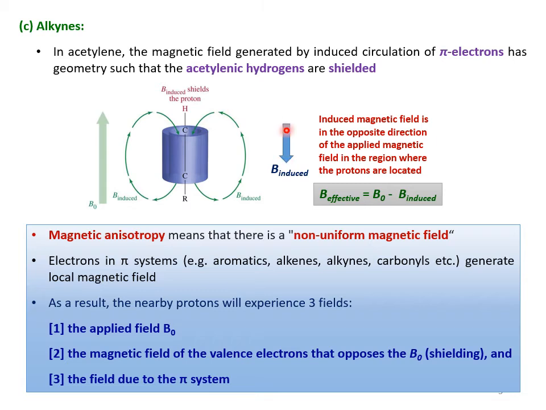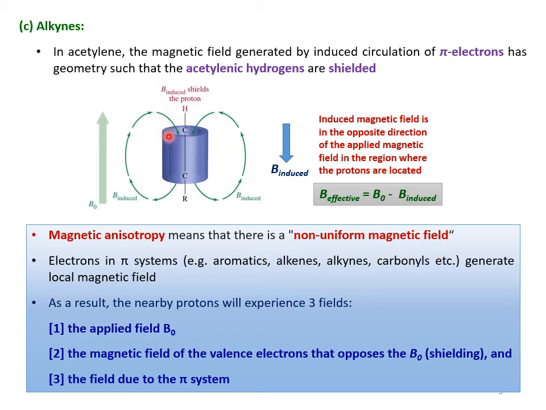Here B induced is opposing the external magnetic field, hence B effective is equal to B naught minus B induced. Since B induced here is opposing the external magnetic field, acetylene proton shows lower delta values than alkenes, aromatic protons and aldehyde protons. So overall we could summarize in this manner: magnetic anisotropy means there is non-uniform magnetic field.